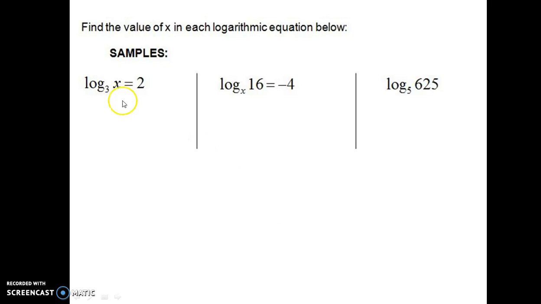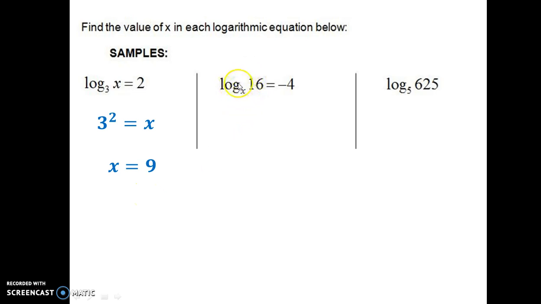Let's apply it. Here are some examples we saw in class. We're just going to recap. Here we have base 3 and an x. If we want to solve for x, we need to get x out of this statement. Anytime we want to solve for x in an equation, we want to isolate x. So this one we can change to exponential form, which is 3 to the second power equals x. And that makes it easy to solve. x equals 9.